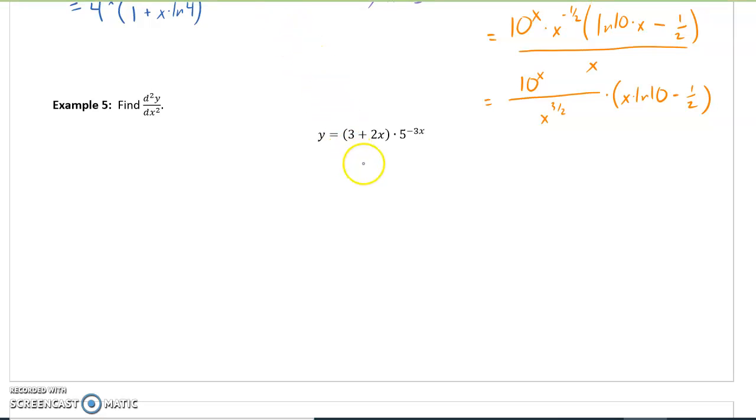When last we met, we had learned how to take the derivative of logarithmic and exponential expressions when the base was other than e. For example, when the base might be 5.